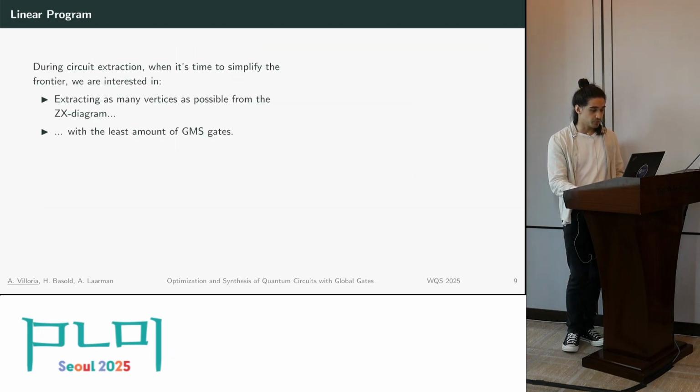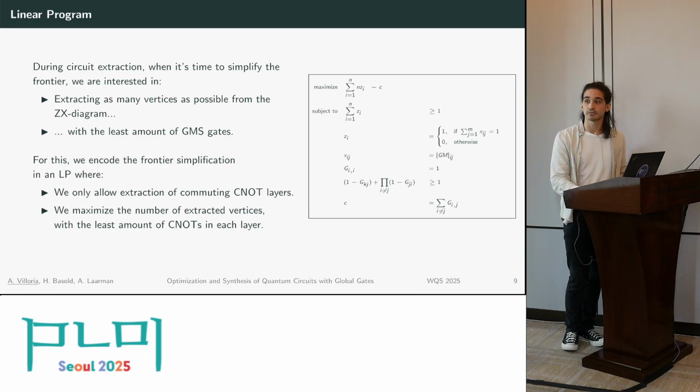So what we do for this part of extracting CNOT gates is that we encode the problem of simplifying the frontier with commuting CNOTs as a linear program, and we throw it to a solver and get the results. We're not going to go through the linear program, but the idea is that we're going to extract as many vertices as possible with the least amount of CNOTs, with the condition that all the CNOTs must always commute. In this case, we are always advancing the frontier with one global gate.